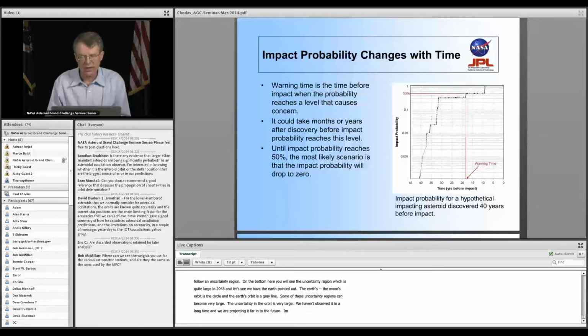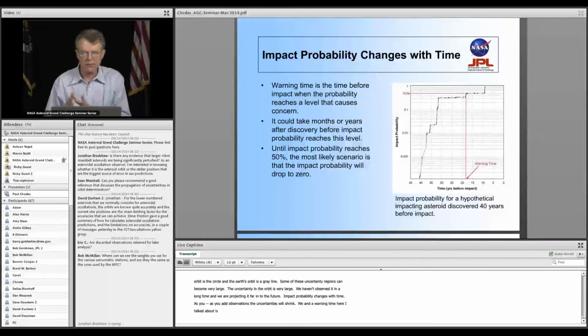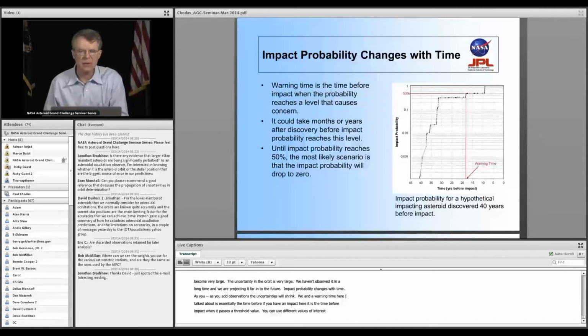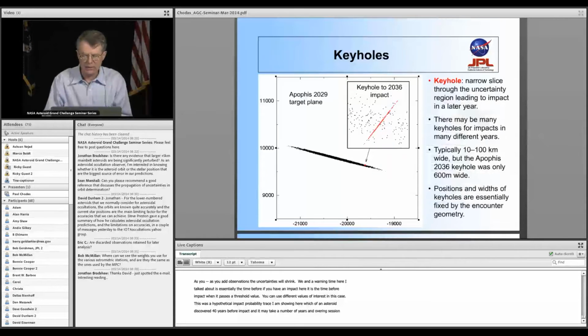Impact probability changes with time. As you add observations, the uncertainties will shrink, and they can shrink onto the Earth, in which case the impact probability would go up. They can shrink off of the Earth, in which case the impact probability would go down. The warning time I've talked about is essentially the time before impact when the probability passes a threshold value, let's say 50%. You could use different values of interest. This was a hypothetical impact probability trace of an asteroid discovered 40 years before impact. It may take a number of years and observing sessions before the impact probability rises to even 50%.